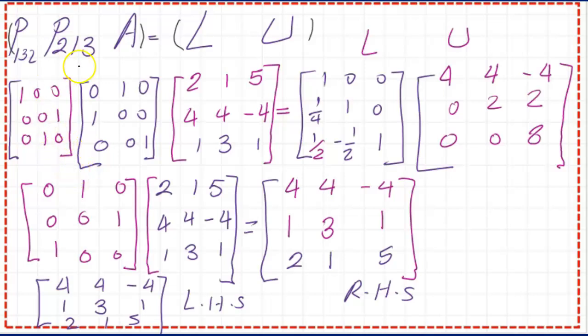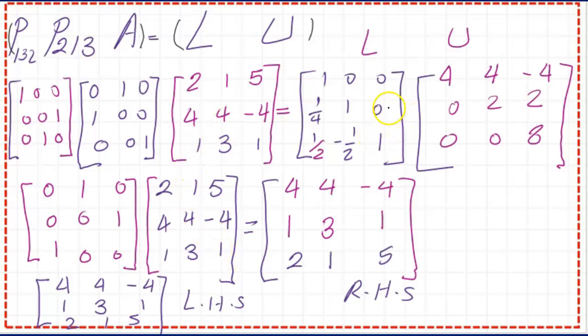Okay, let us arrange. We multiply B132 by B213. So 1, 0, 0 multiplied by this, the first row by this one, will be kept unchanged. 0, 0, 1 will bring the last row as the second row. So we expect 0, 0, 1. And 0, 1, 0 will bring the second row as the third row, so we end with 1, 0, 0. Here again 2, 1, 5, 4, 4, minus 4, 1, 3, 1.